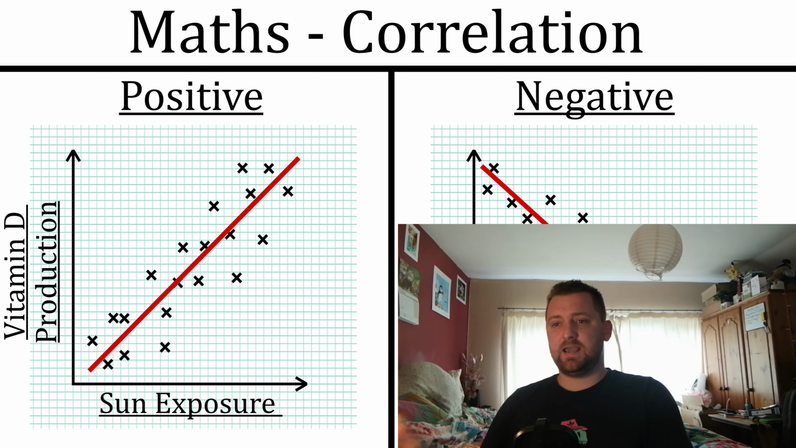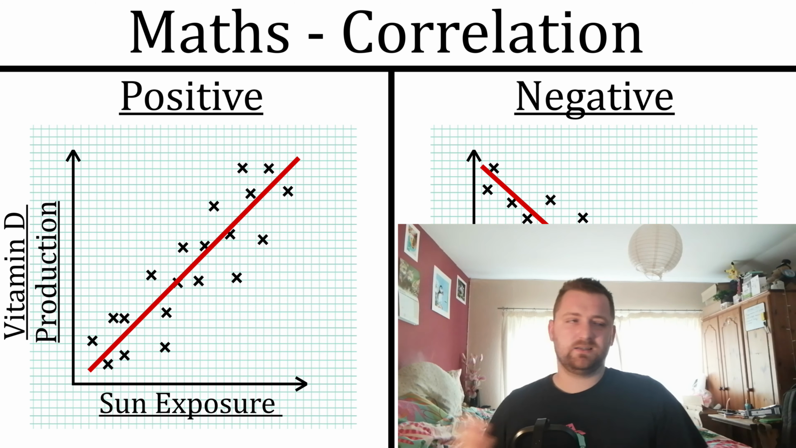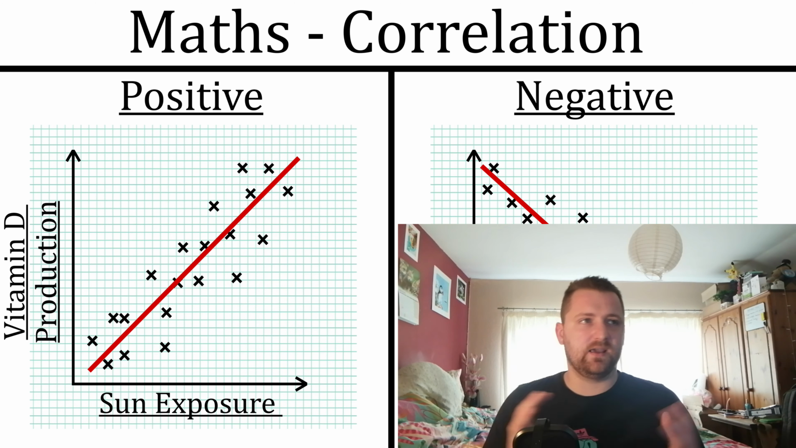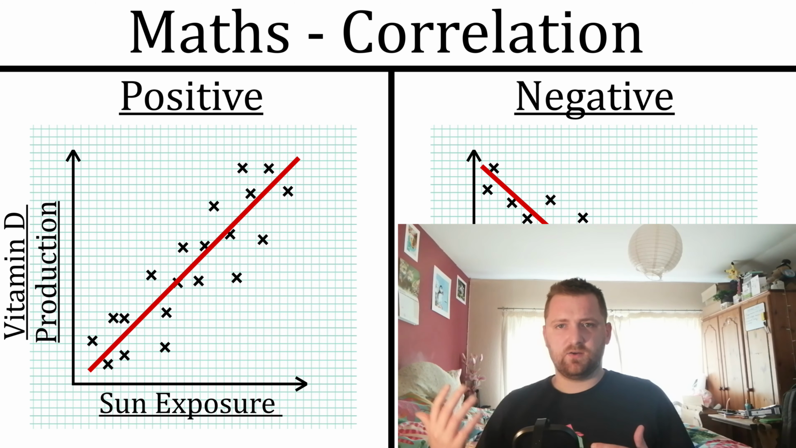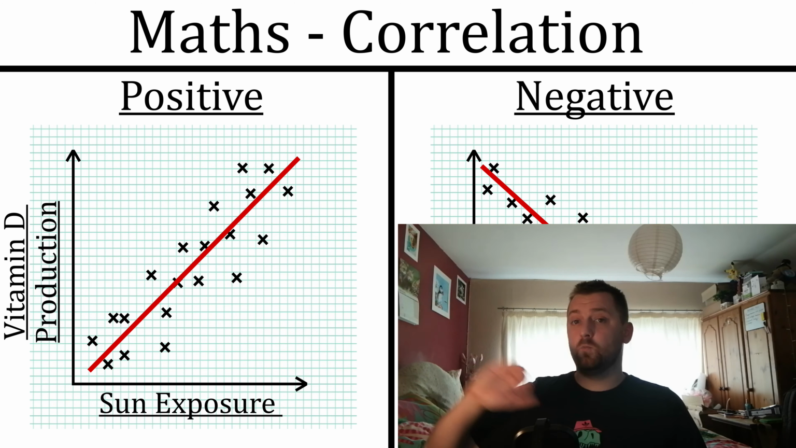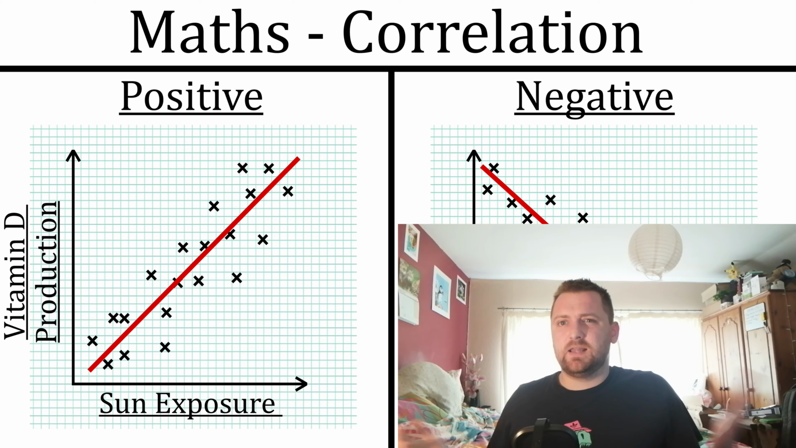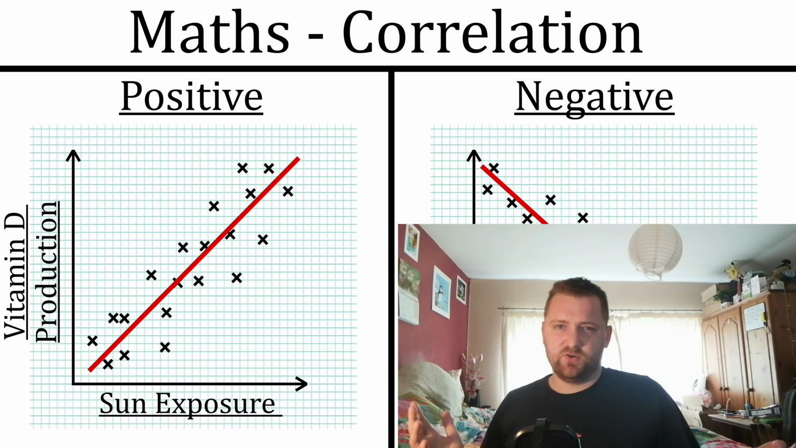And for this, it's going to be a positive correlation because as one goes up, the other goes up also. And this can be applied to anything you can think of where, if one goes up, the other goes up also. In this case, it's sun exposure and vitamin D production. So positive correlation is when one increases as the other also increases. The rates that they change together can be different depending on what you're measuring, but that is positive correlation.